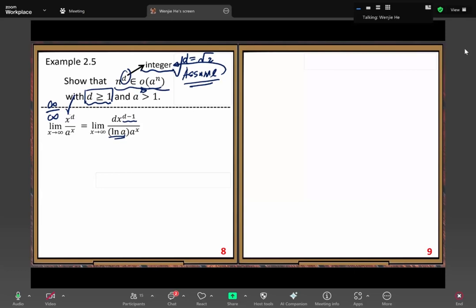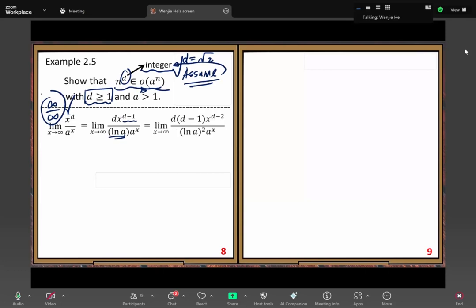If d is greater than 1, it is still an infinity over infinity indeterminate form. That means we need to apply L'Hopital's rule another time. So let's consider that case. For the general d, most of the time d is greater than 1, so we should take the derivative another time.